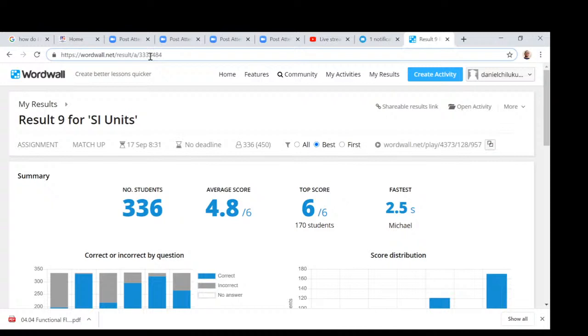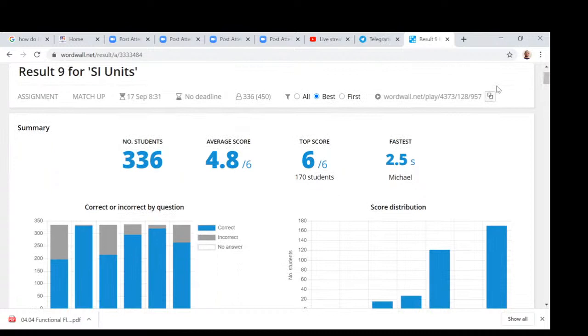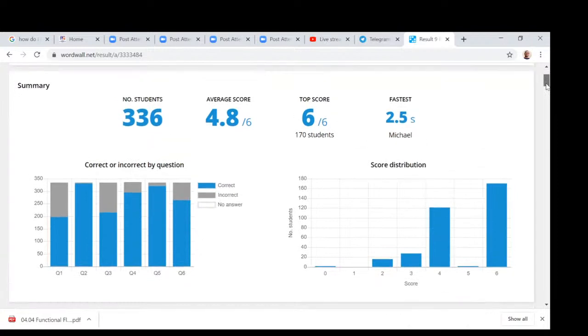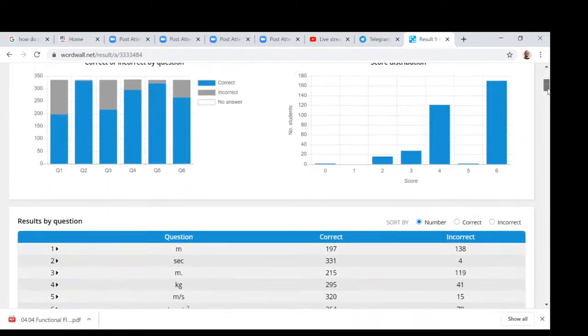Okay, so I think we have used up all the time. Now let us look at how we have fared. We have a total of 336 students, and the average mark out of 6 is 4.8, which is not very bad. It means that at least people have understood. And then 170 students got everything correct. The one who did it the fastest is Michael. Please put your surname. I would be interested in also the surname.